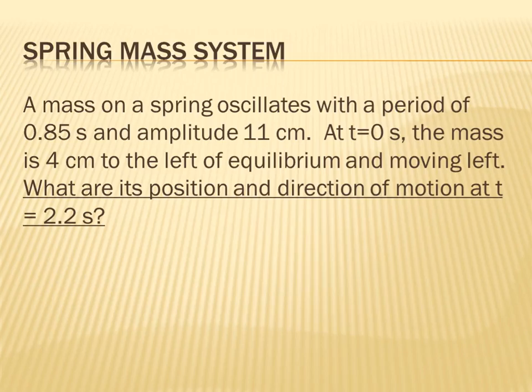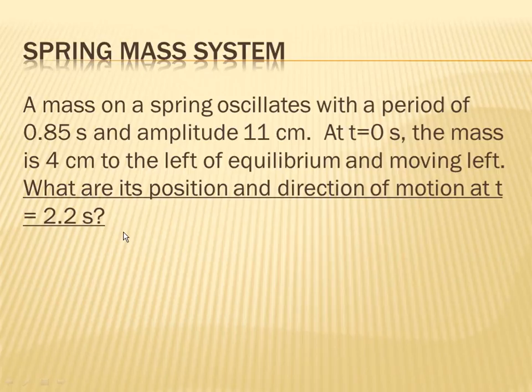The first problem, spring mass system. Here we have a mass on a spring oscillating with a period of 0.85 seconds and an amplitude of 11 centimeters. You'll have to look in Chapter 9 to see how those terms apply. Period, amplitude. Also at time t equals 0 seconds, the mass is located at 4 centimeters, so that's its position x at t equals 0. We're told it's moving left, so it's at minus x, negative velocity. What are its position and direction at a time 2.2 seconds?